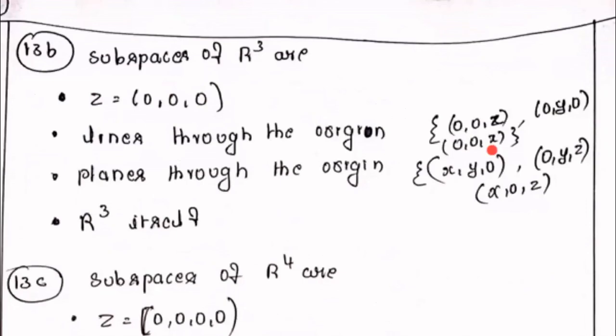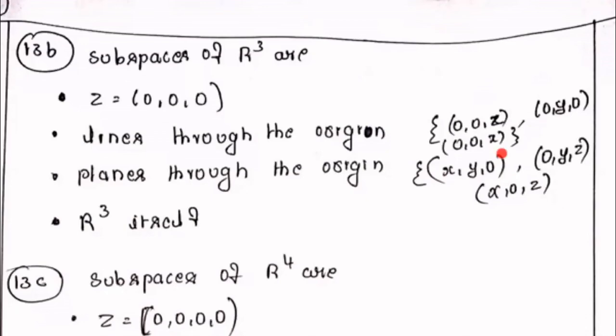I made a mistake here. So another one is 0, y, 0. This is 0, 0, z. Okay. So this is a representation of a line in 3-dimensional space. Even if you have a 3-dimension vector, if you have only one variable in that vector, that represents a line. Similarly, you have a plane. x comma y comma 0 is an example for a plane in 3 dimension.